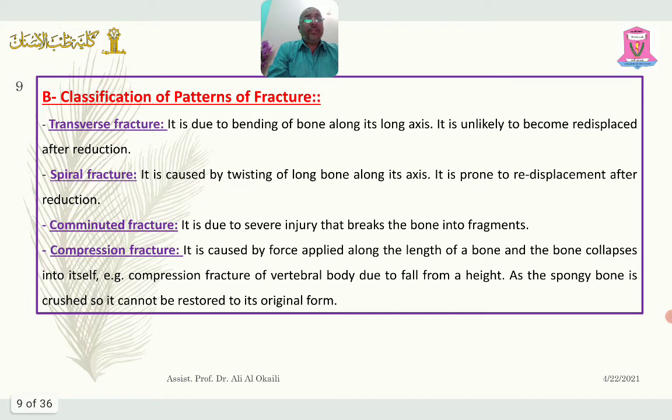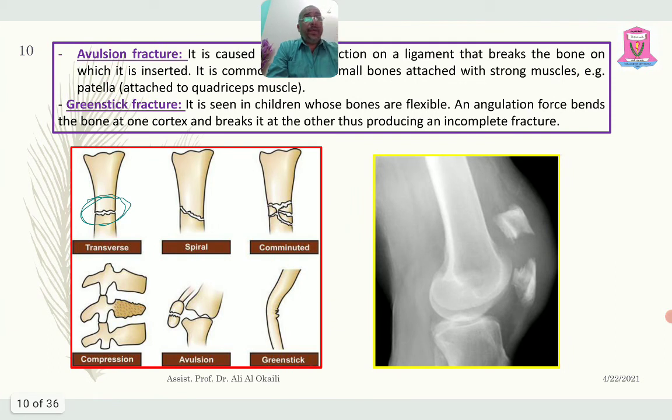A spiral fracture, it is caused by twisting of long bone along its long axis. الأولى ترانسفيرس يعني إصابة بالعرض أو bending of the bone, بينما السبايرال fracture twisting يلتوي البون along its long axis, and it is prone to be redisplacement after reduction. هذا السبايرال يكون in an oblique pattern.